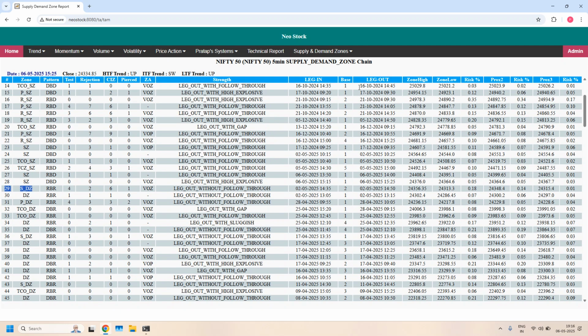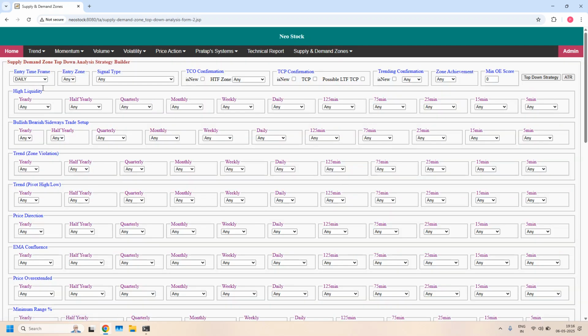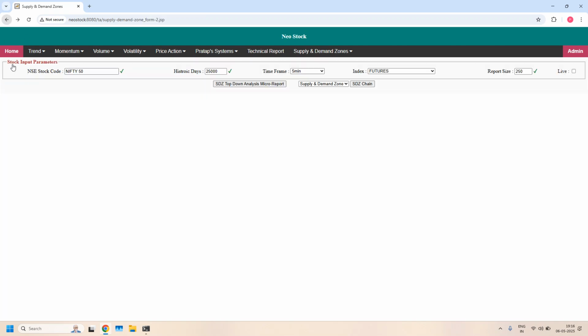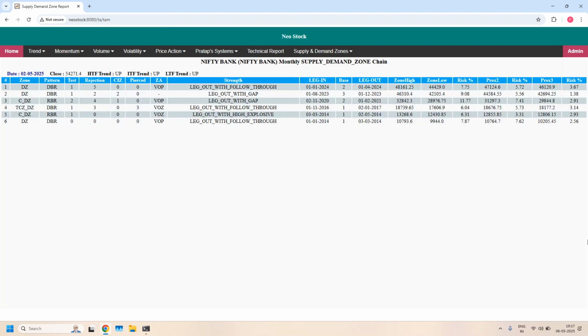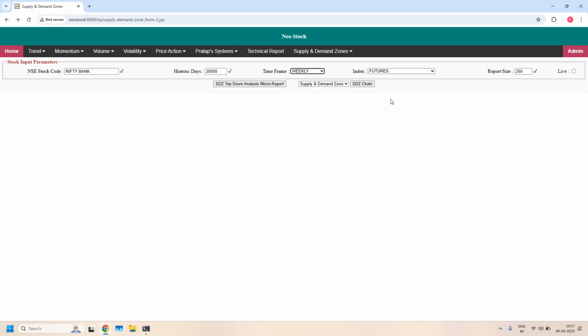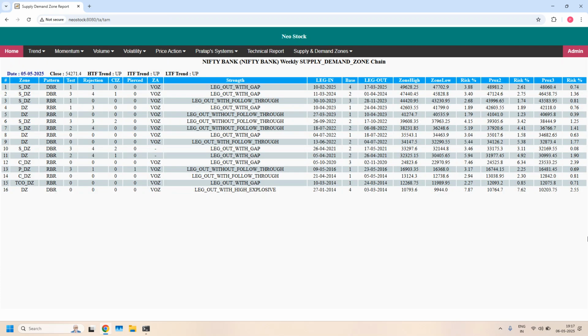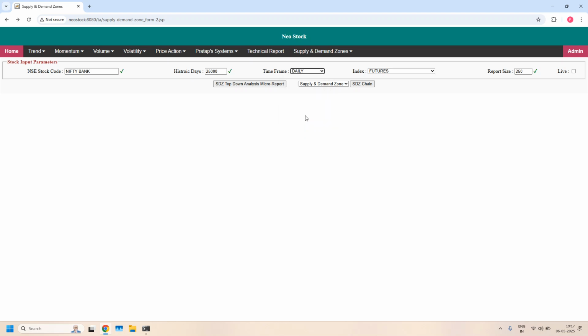Next I will generate Bank Nifty supply demand zone chain. That is nothing but Nifty Bank. Generating monthly supply demand zone chain for Bank Nifty. Next, generating weekly supply demand zone chain for Bank Nifty. Next, generating daily supply demand zone chain for Bank Nifty.